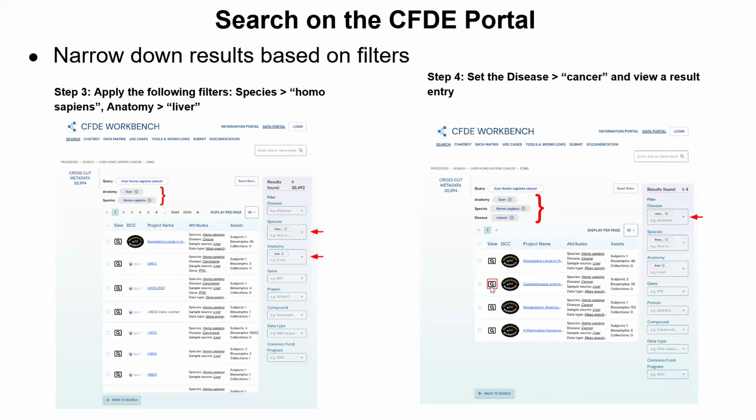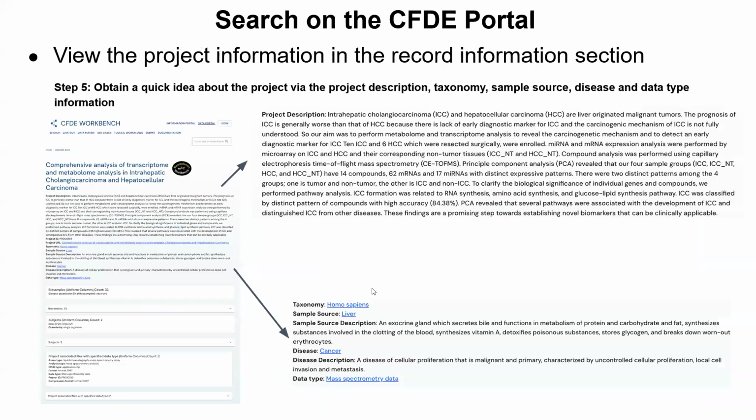So if you click on the second one, that actually corresponds to the project of which the two studies, ST000230 and 231, are part of. On this details record page, we can find more information such as the project description, what the sample source is, what the taxonomy is, and what the disease is, which of course we partly saw in the results table on the previous slide as well.